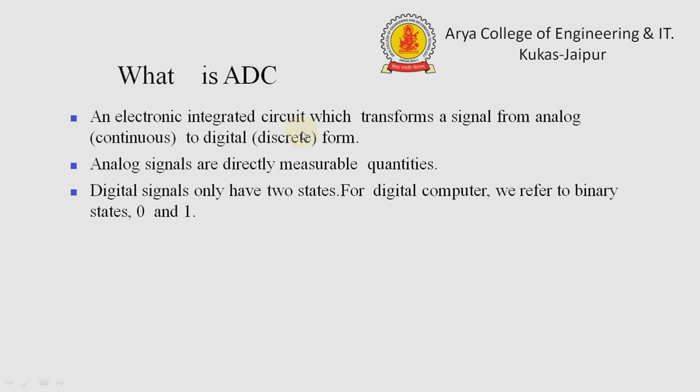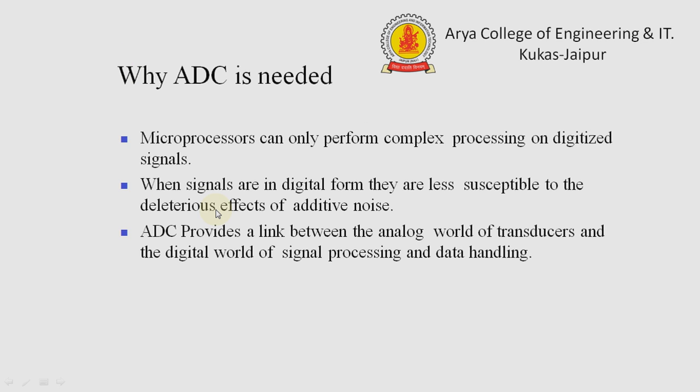So what is ADC? An electronic integrated circuit which transforms a signal from analog to digital form, or we can say from continuous to discrete form, is known as analog to digital conversion circuit. Here analog signals are directly measurable quantities and digital signals only have two states. For digital computers we refer to binary state, or we can say 0-1 state, and they can also be known as high level or low level signal state.